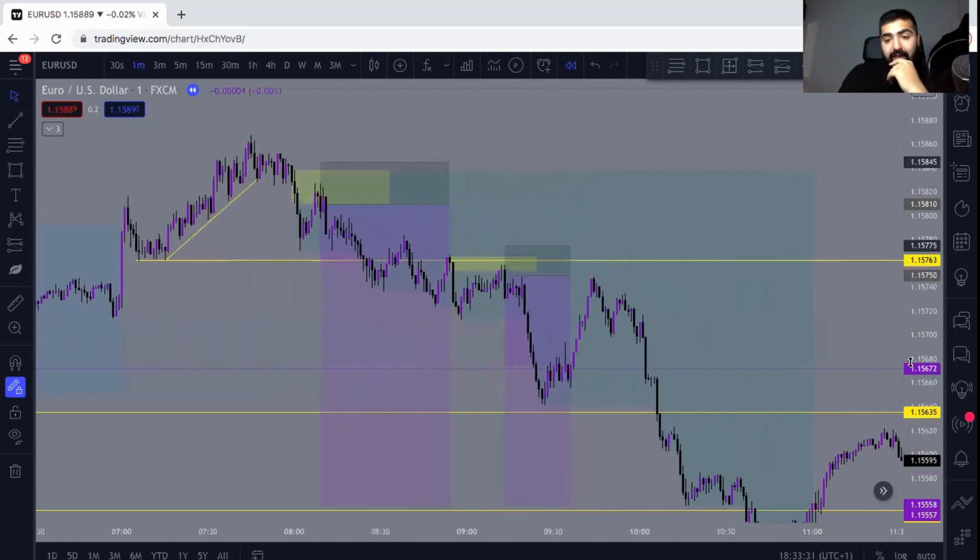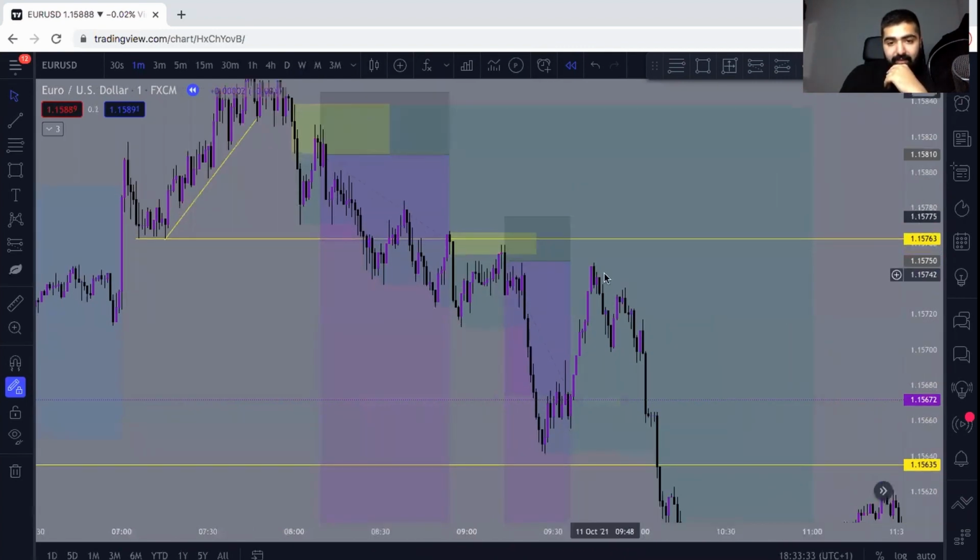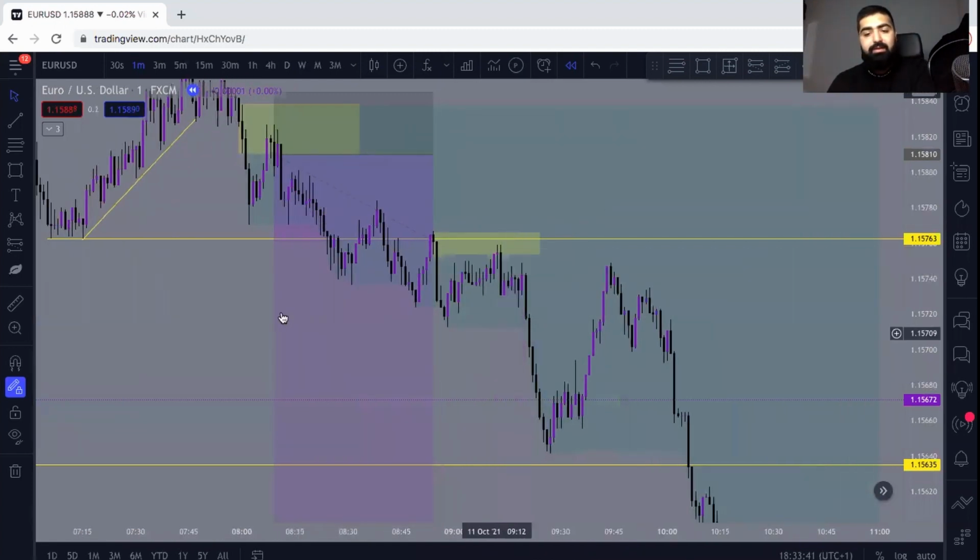Now, what we see here, to be fair, would have been a potential trade. I can imagine a lot of people taking this trade and they might have got stopped out. I'll just get rid of the risk to reward now. You've seen those trades.